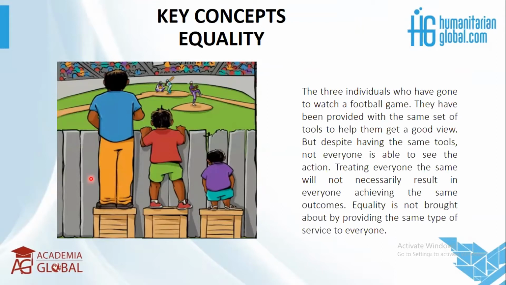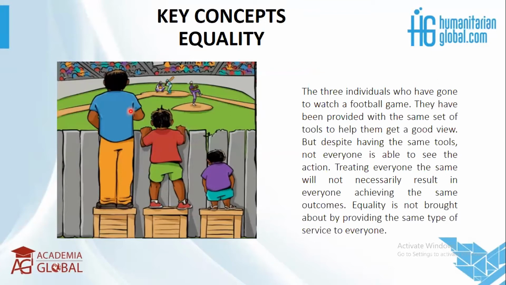So let's say, for example, we have these three individuals here who have gone to watch a football match. Each of them has been provided with a tool to be able to view the football match. We have given them a tool to step on, to be able to view. But you'll find that not everyone is able to see the action.